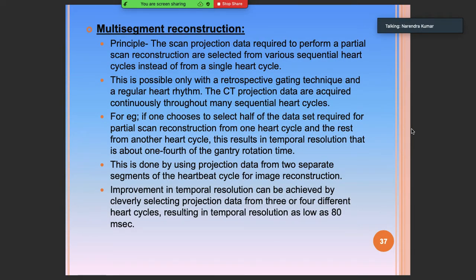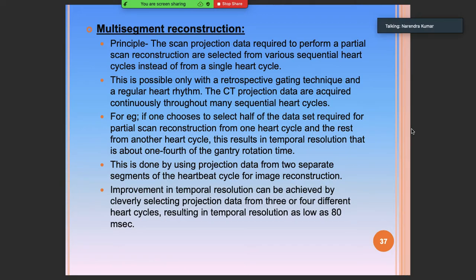We do understand our heart is mostly a 3-dimensional structure. That is why the reconstruction is always done in multi-segment. In multi-segment, you perform a partial scan reconstruction which is selected from various sequential heart cycles rather than a single heart cycle. Yes, it is possible due to the retrospective gating technique and using the regular heart rhythm. That's why I said, if the patient is having an arrhythmia or a very high heart rate, it can be very difficult.